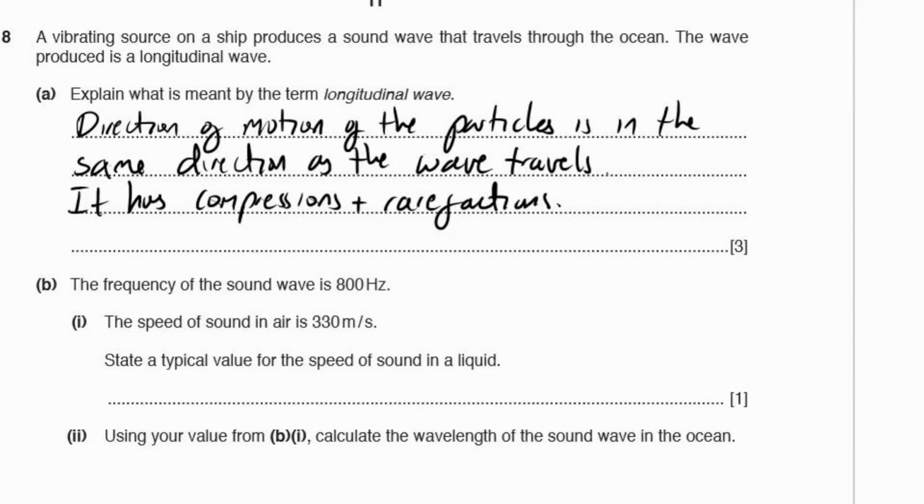There we go. B. The frequency of a sound wave is 800 Hz. The speed of sound in air is 330 meters per second. State a typical value for the speed of sound in a liquid. Right, we got a few things, haven't we? Solid, liquid, and gas. So for a gas, it's about 330 in the case of air. In the case of a liquid, it's about 1,000 meters a second. In the case of a solid, it's 5,000 meters a second. They're typical values. So in a liquid, about 1 kilometer a second, 1,000 meters per second.